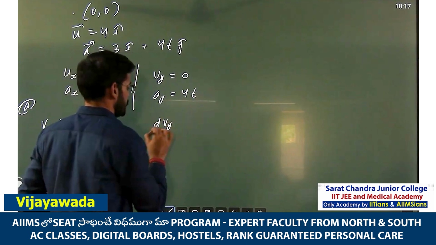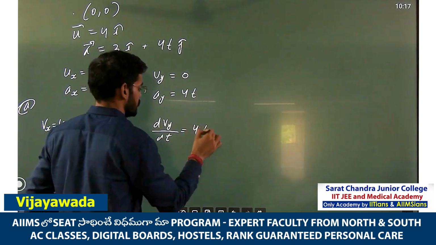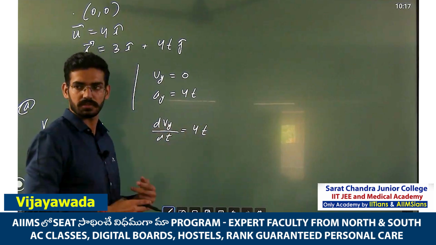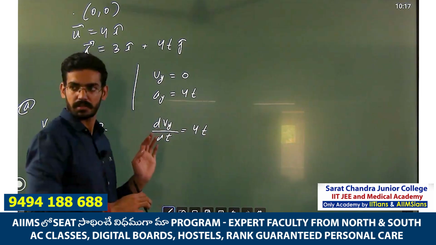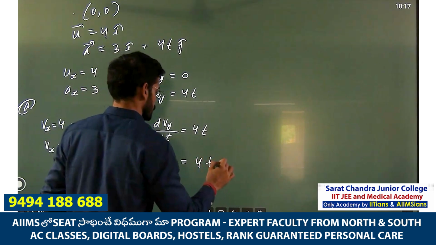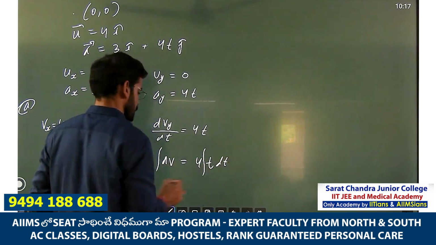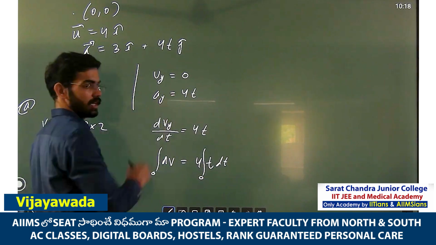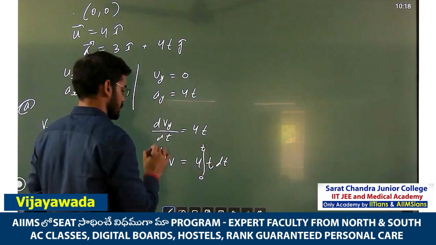dvy by dt is equal to 4t. You can solve dv by dt. Don't confuse yourself with y and x, those things. You can solve dv by dt, simple. So here dv equals 4t dt. Integrate: when time is 0, velocity is 0, initial velocity is 0, right? When time is t, velocity is v.